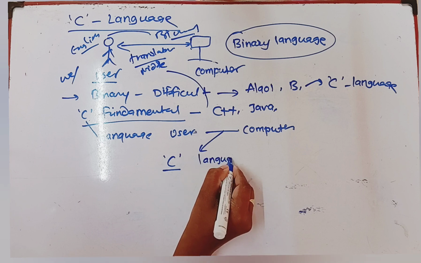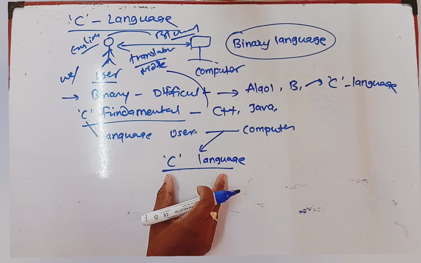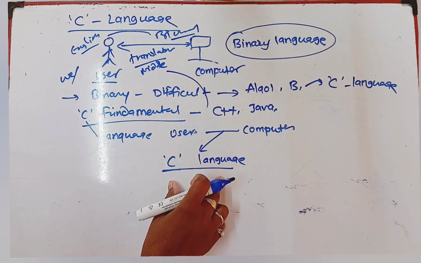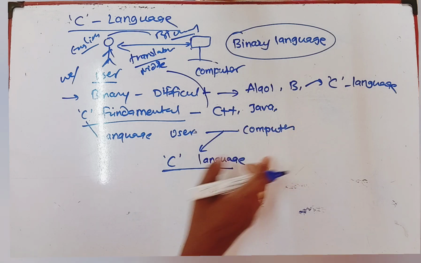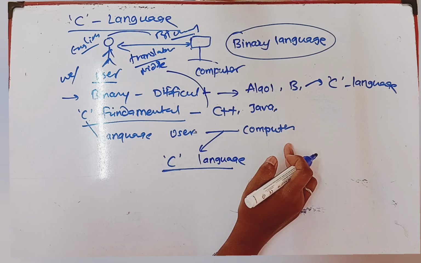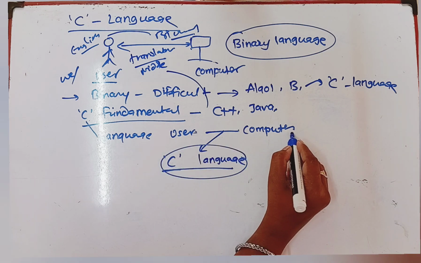Now the question is, if we are learning C language, does the computer understand C language? Because anyways we are going to communicate with the computer, therefore we are learning C language, which means the computer should understand C language, then only we can communicate with the computer. Correct. But the problem is, the computer cannot understand C language.